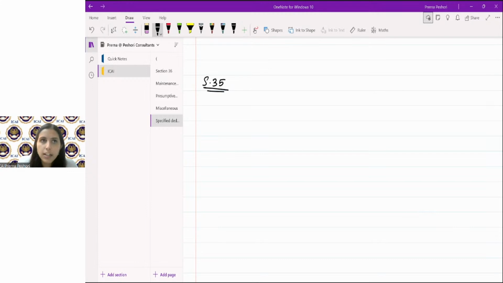Scientific research expense. So in case of scientific research expense, I'll take it up from your module only because it's 100% now. Earlier there used to be different rates, but now it is 100% only. So it is a very simple provision. I'll just make a chart. You can also refer to your module. Deduction for scientific research.